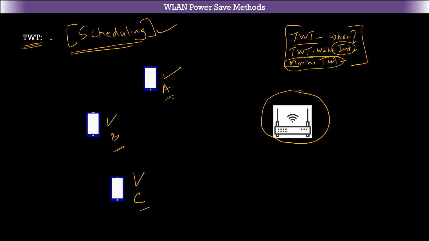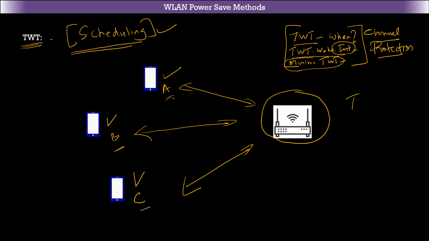There are other parameters here which are concerned with the TWT channel and TWT protection mechanisms, which we will not discuss in this video. But these are the three main parameters which we should be aware of when talking about TWT as a power save mechanism. Now, there are broadly two forms of the agreement which takes place here, right? The first form of agreement is an individual agreement, and the second form of agreement is a broadcast agreement.